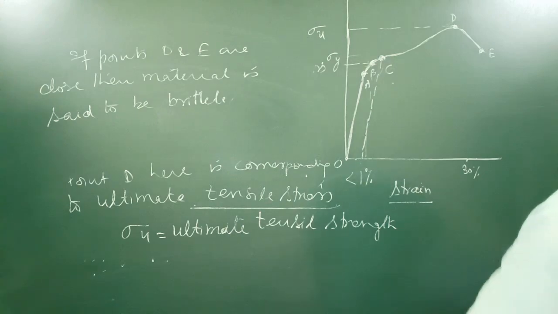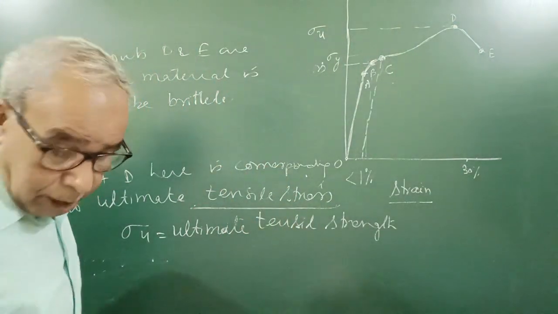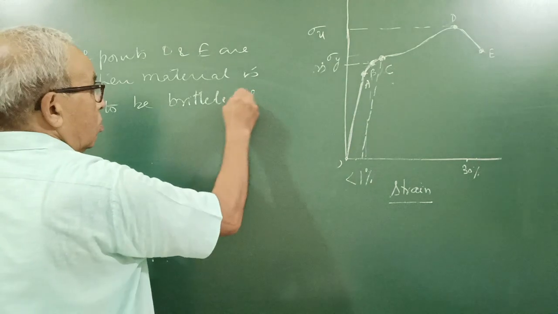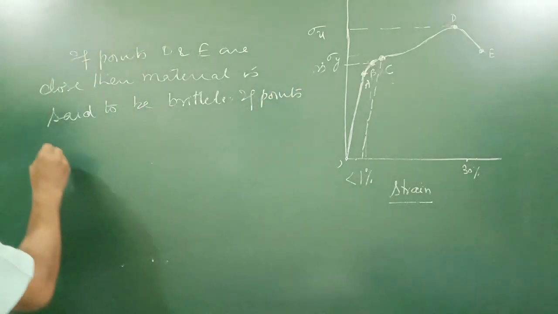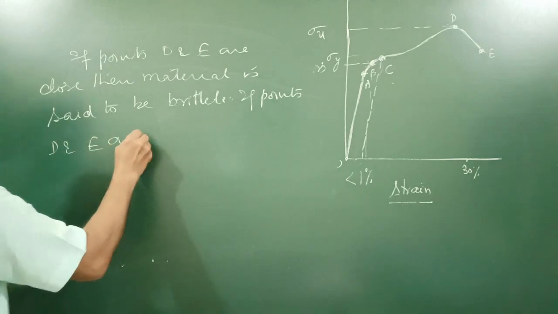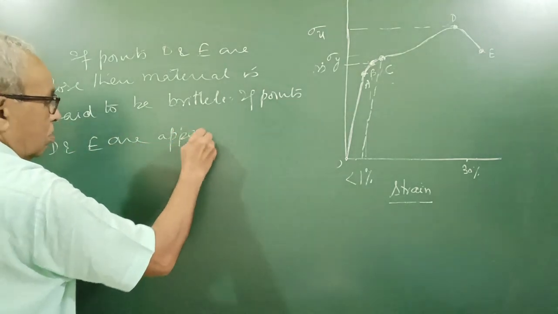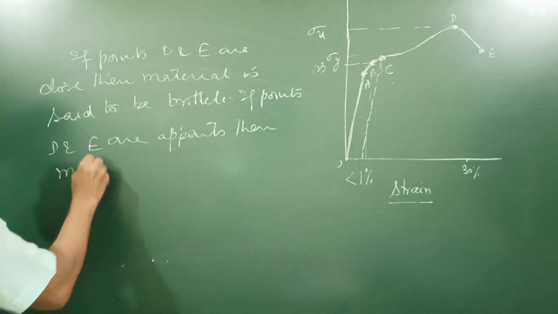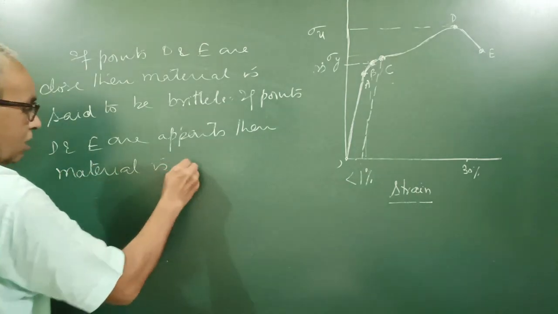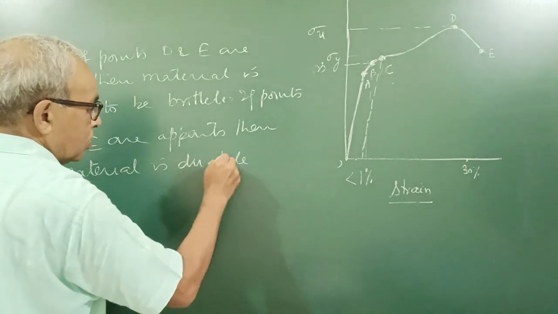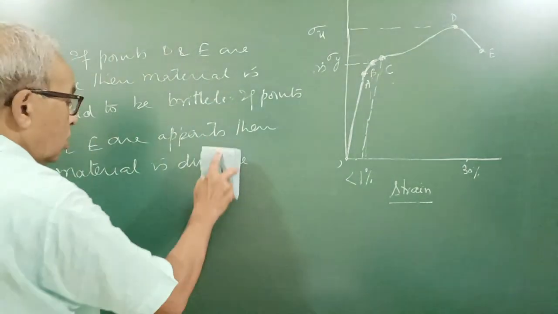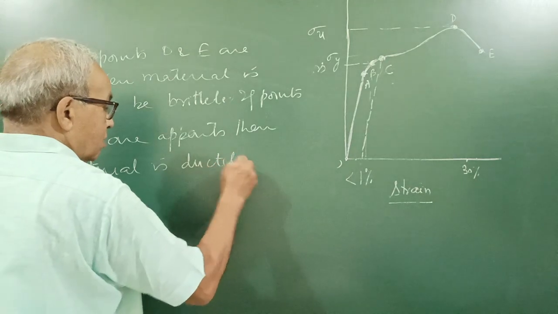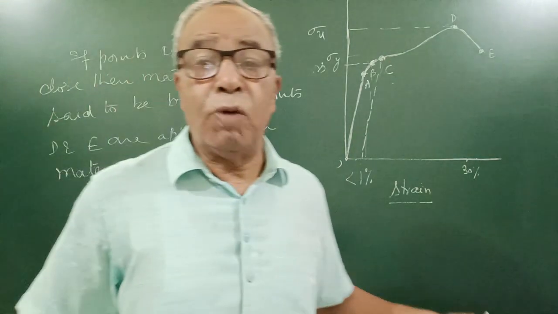Now, if points D and E are apart, then the material is ductile. Ductile materials are said to be ductile. And what is the use of ductility? Ductile means they can be drawn into wires.